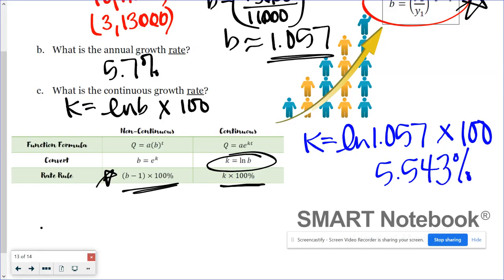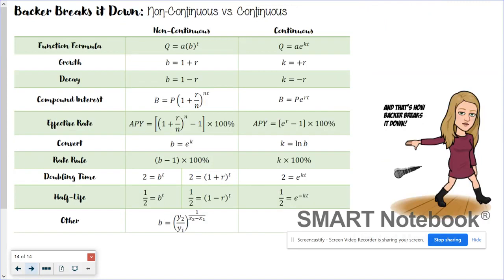And so that's how we can combine basically everything we've studied in chapters 4 and 5 about continuous and non-continuous exponential functions. This table summarizes it all. We focused on basically taking b and converting it into e to the k. So we've got our conversion factors, we've got our rate rules, and how we find b, well, that varies. Consult this table if you need to.